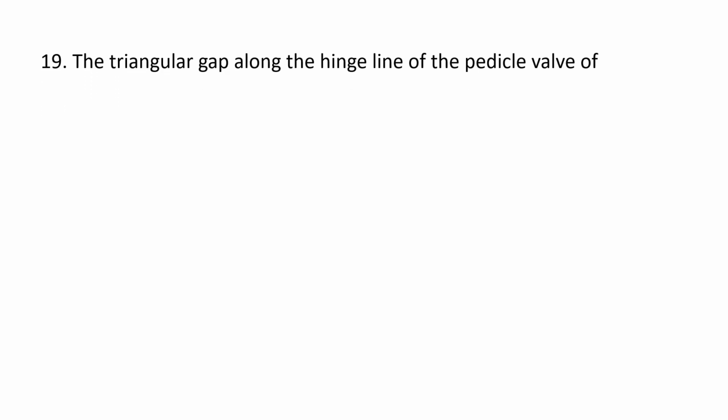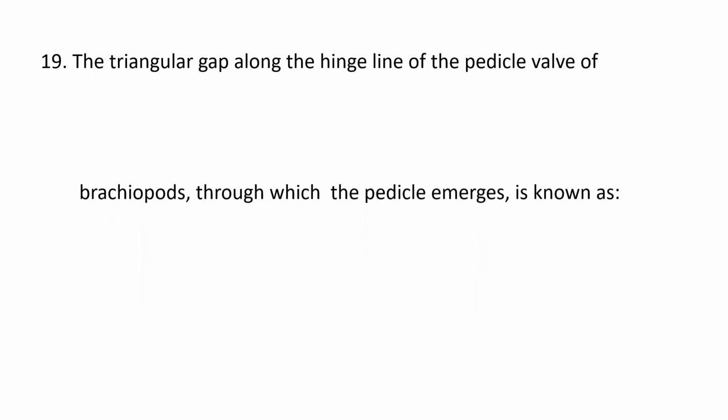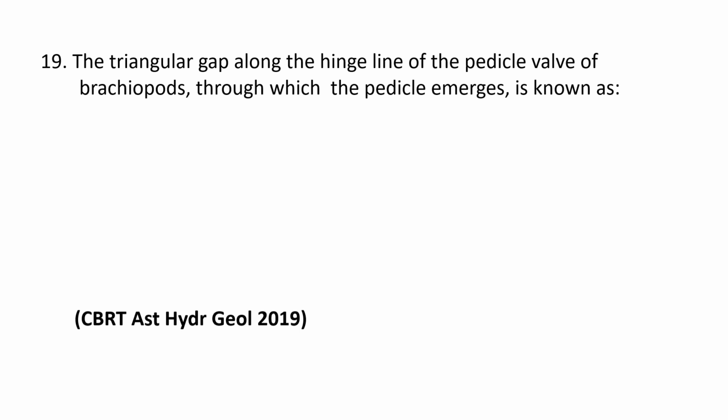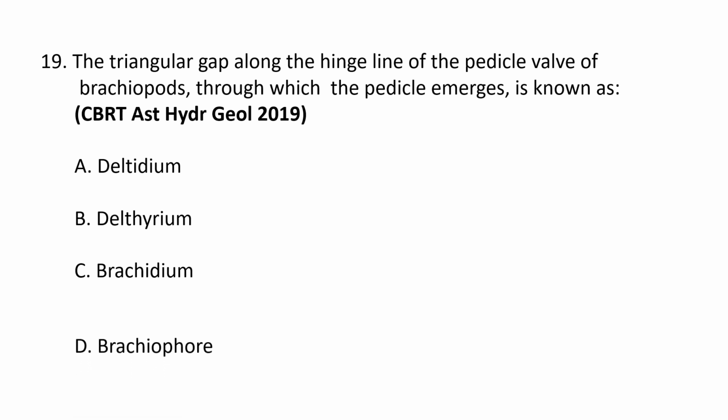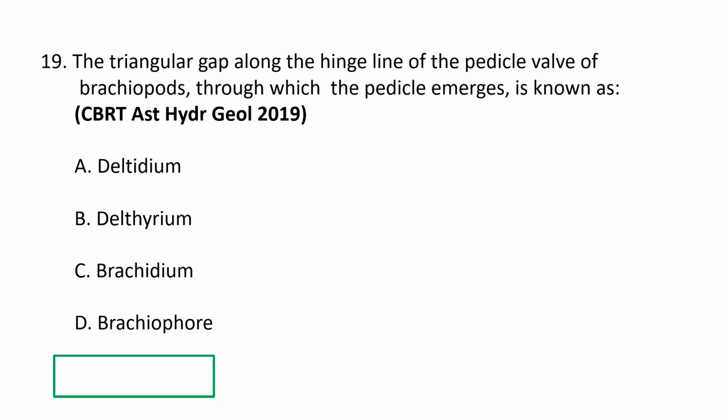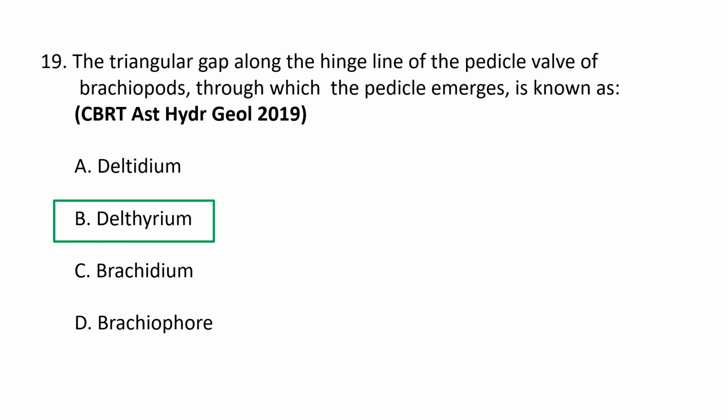Next question. The triangular gap along the hinge line of the pedicle valve of the brachiopods through which the pedicle emerges is known as A. Deltidium, B. Delthyrium, C. Brachidium, and D. Brachiopod. The triangular opening along the hinge line of the pedicle valve, between the beak and the hinge, through which the pedicle of the brachiopod extends, is known as the delthyrium. So B, delthyrium, is the correct option.